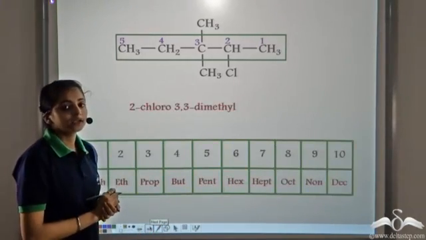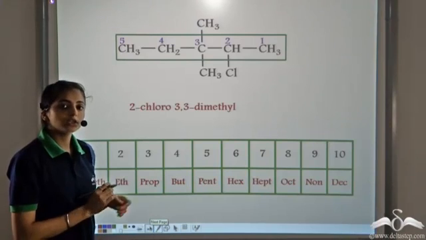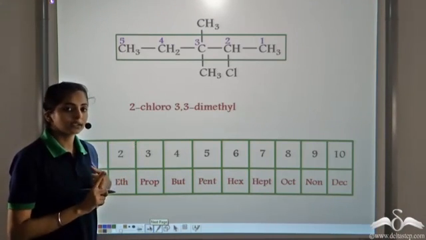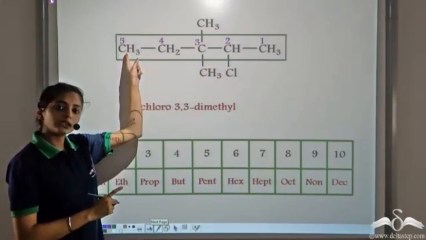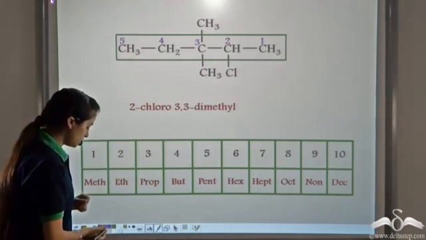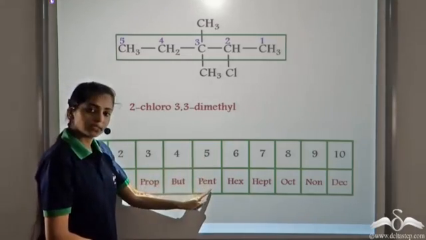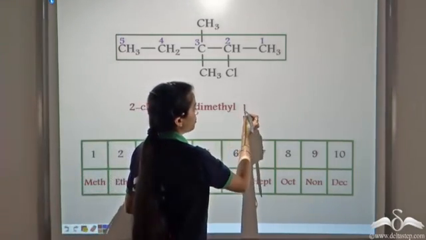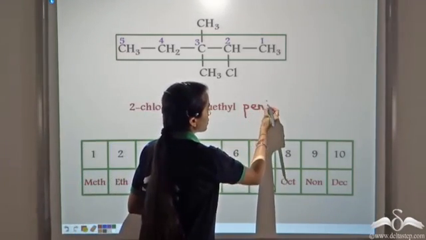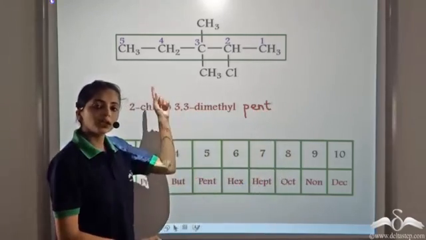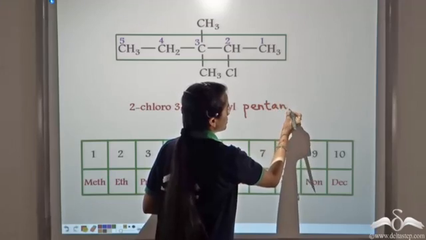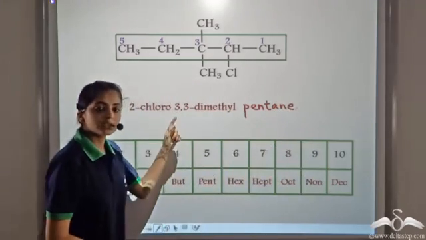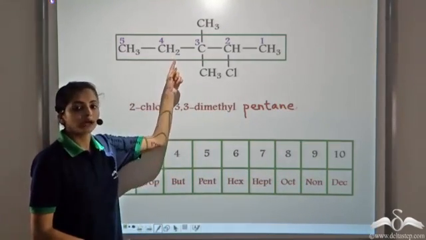And now we have to find the root word. The root word comes from the number of carbon atoms present in the longest carbon chain. In this, we have 5 carbon atoms in the longest carbon chain. So we see that 5 means pent. So we get pent. And we see single covalent bonds throughout. That means it is an alkane. So this is the IUPAC name of this organic compound.